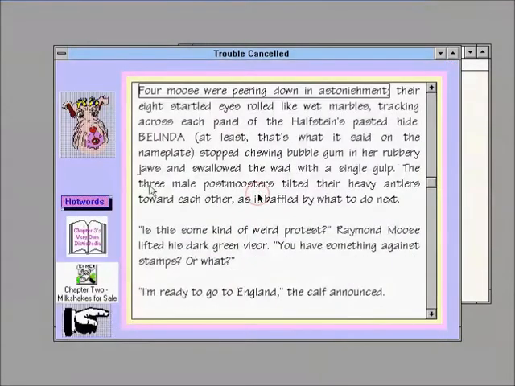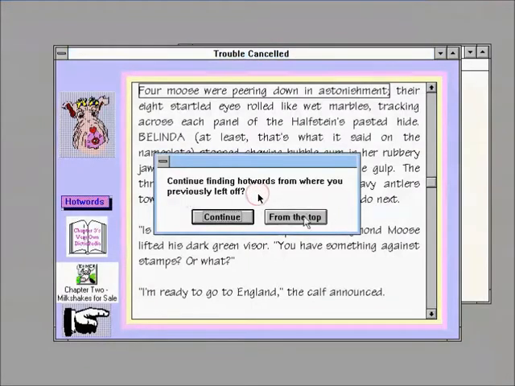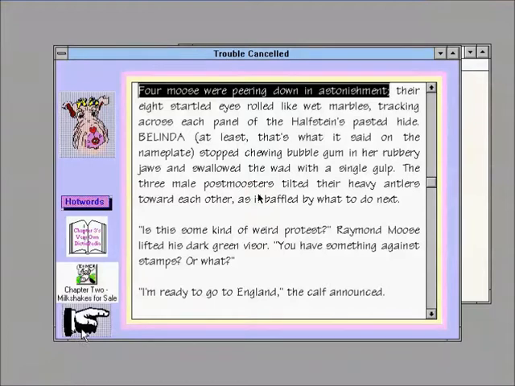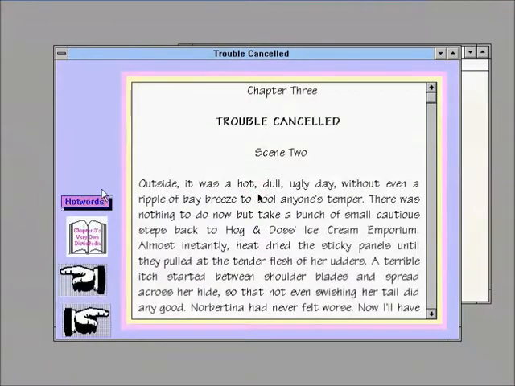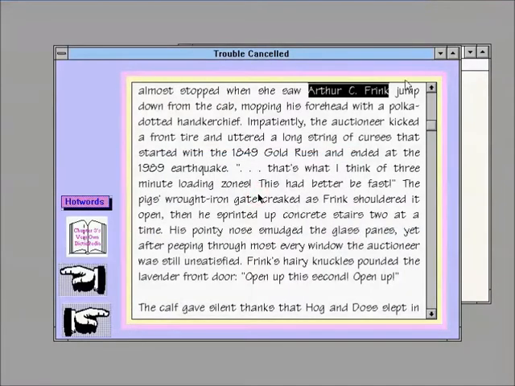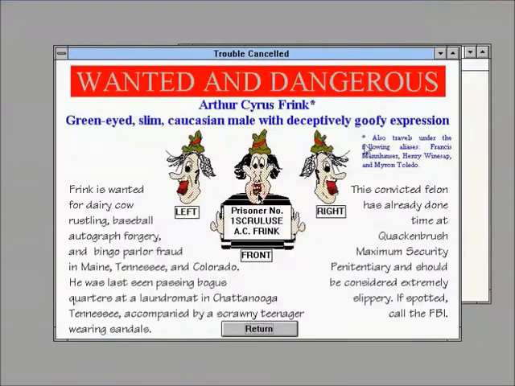Okay, it's all the interactive parts. Next, hotword. No more hard words. Nothing enjoyable for me. Yeah, we're just going to do hard words because those are the interesting parts, well, if they're not someone explaining.